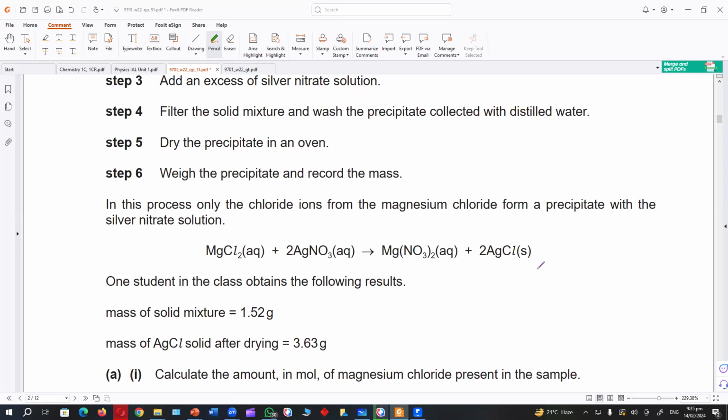In this process, only the chloride ions from the magnesium chloride form a precipitate with the silver nitrate solution. So we are getting AgCl, a very famous reaction. One student in the class obtains the following results. Mass of solid mixture is 1.52. Mass of silver chloride solid after drying is 3.63.